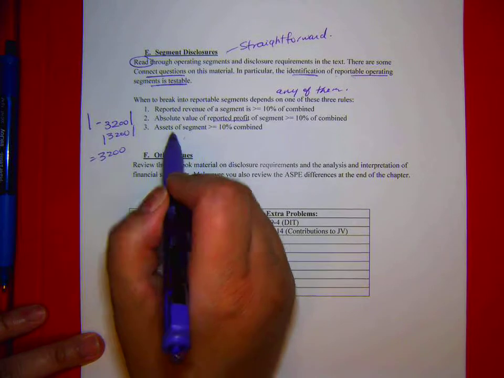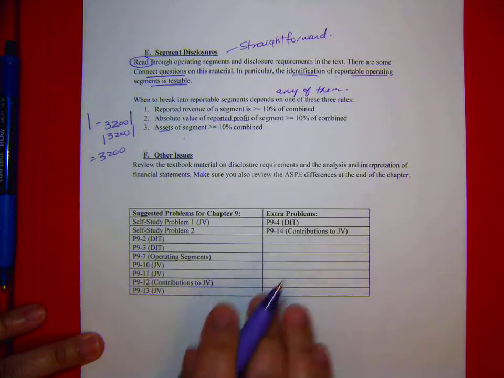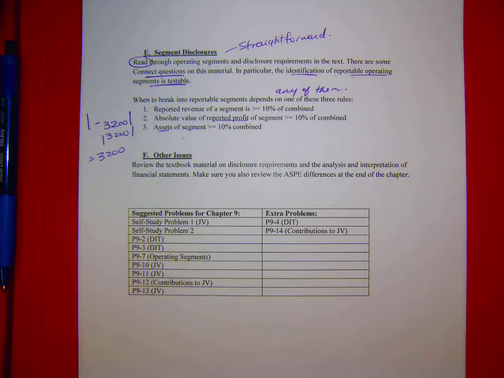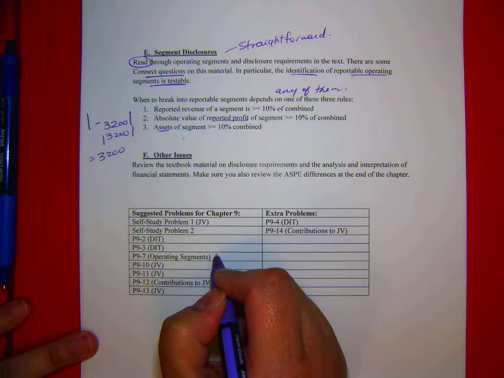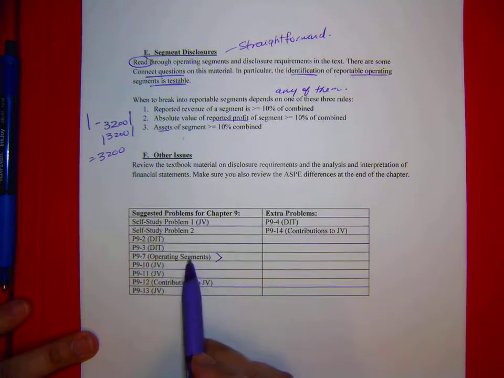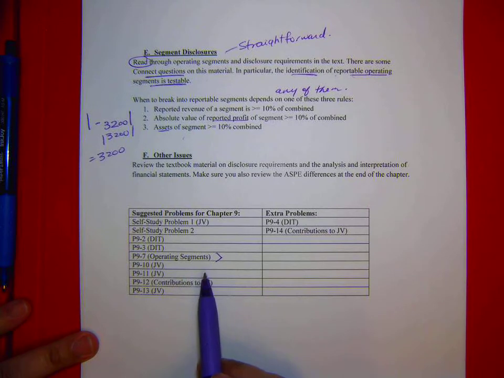Or if the assets of a segment are greater than or equal to 10% of the combined assets. And I have given you a little problem to do. You'll see once you do it, it's really pretty straightforward. So anyway, take a look at that, and if you have any questions, let me know.